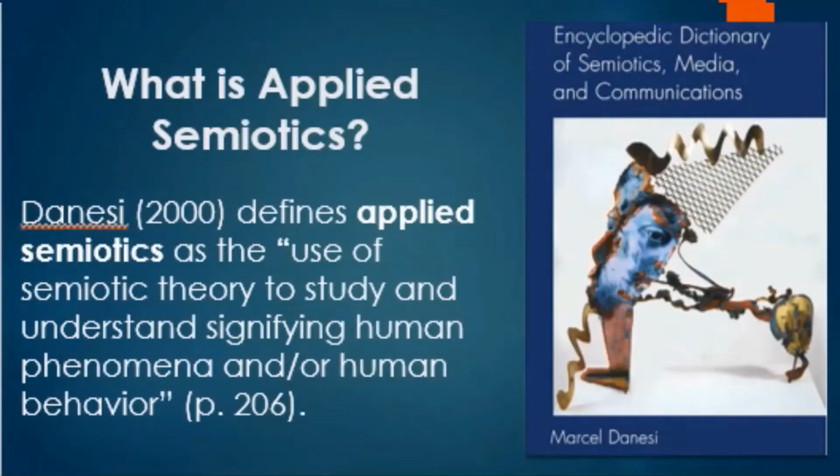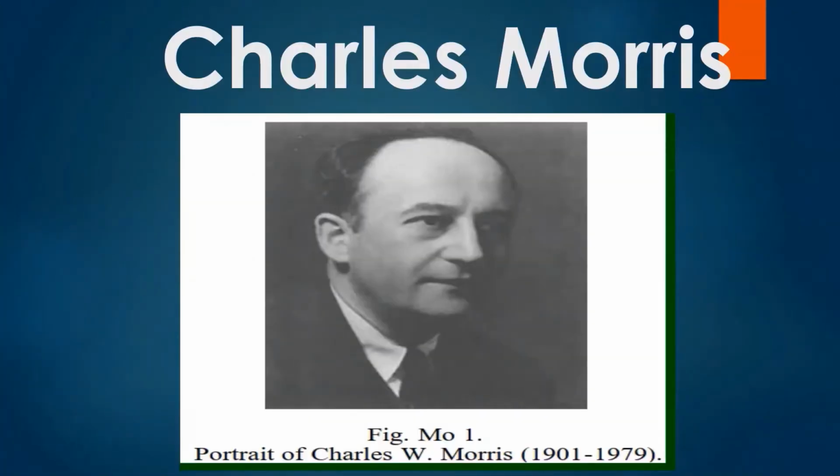In the Encyclopedic Dictionary of Semiotics, Media and Communications, Marcel Danesi simply defines applied semiotics as the use of semiotic theory to study and understand signifying human phenomena and/or human behavior. According to Semiotic, the term applied semiotics is traditionally attributed to Charles Morris, who wrote, "The application of semiotic as an instrument may be called applied semiotic."